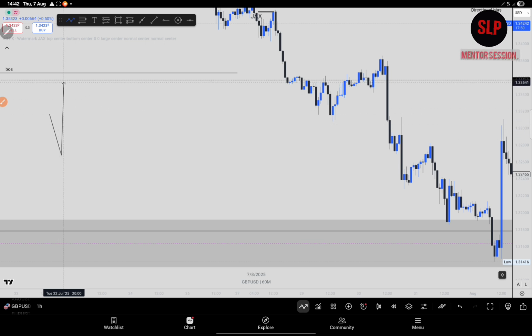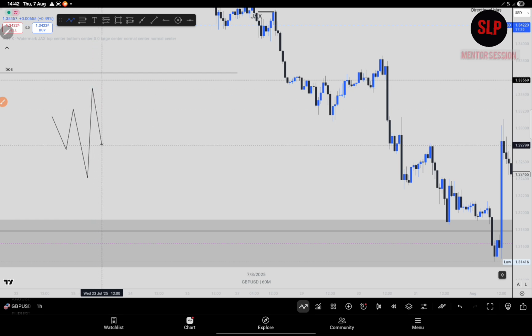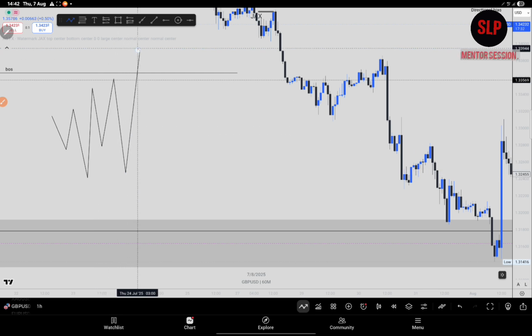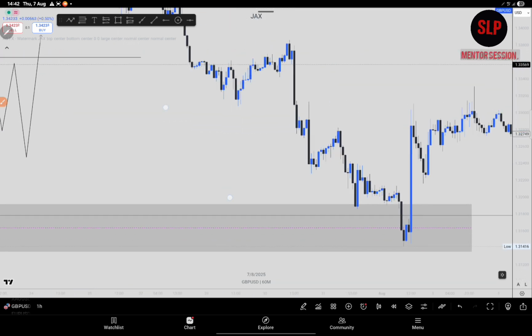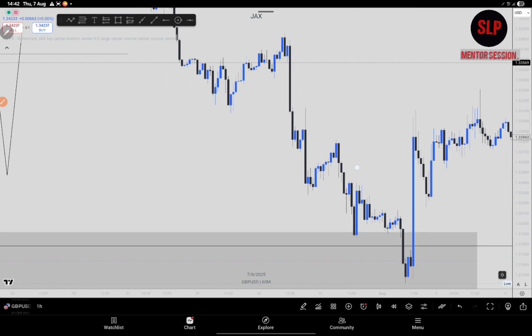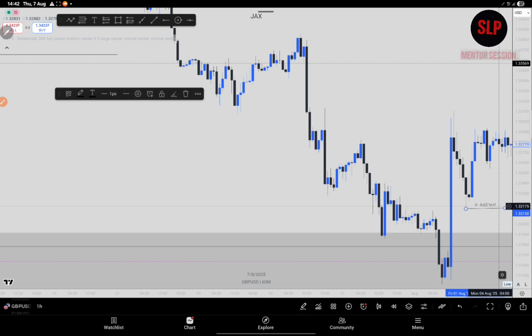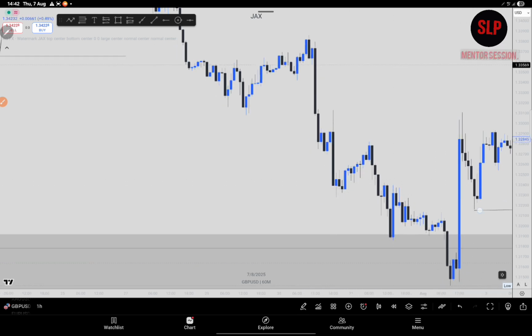When we have a shift in structure, the next thing we're expecting is our first pullback. The next thing we'll be waiting for is our first pullback, then break of structure and mitigation of our POI, the POI closest to liquidity. That's the next thing we're waiting for. So in this case, we can see the first pullback. We can see what we consider as our inducement to be this.